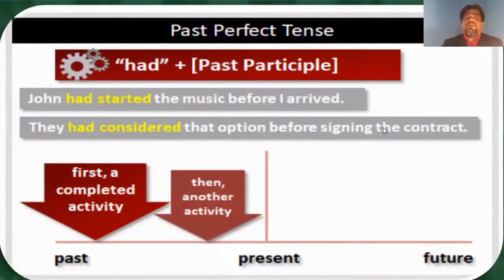John had started the music before I arrived. Two actions. I arrived and had started. So the action started first. John had already started the music before I reached. Therefore, that action that happened first, that's why I say that had happened first, must be written in the past perfect tense. They had considered that option before signing the contract. So before signing, they thought of, they considered. That's why we say they had considered.